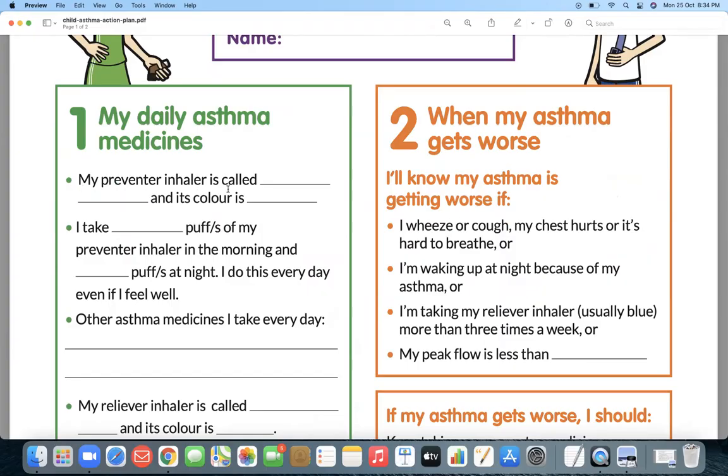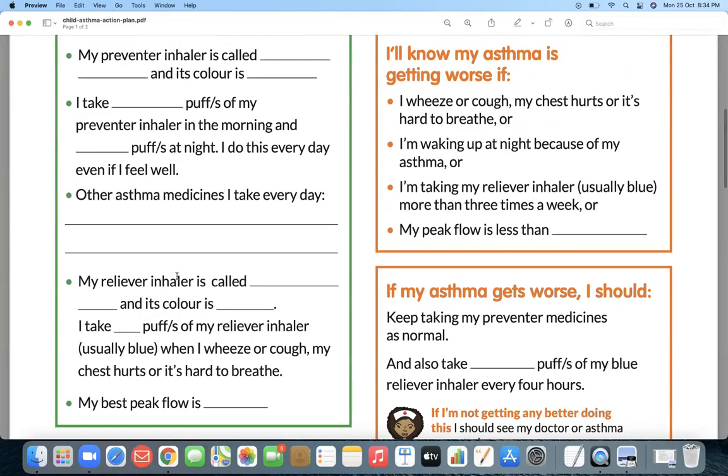Okay. My preventer inhaler. For example, here my preventer inhaler is this, what is this, fluticasone. Okay, they may write Flixotide, and its color is orange. I take 2 puffs of my preventer inhaler in the morning and 2 puffs at night. I do this every day, even if I feel well. This they should know. This is written in their plans. Okay. Other asthma medications I take every day.